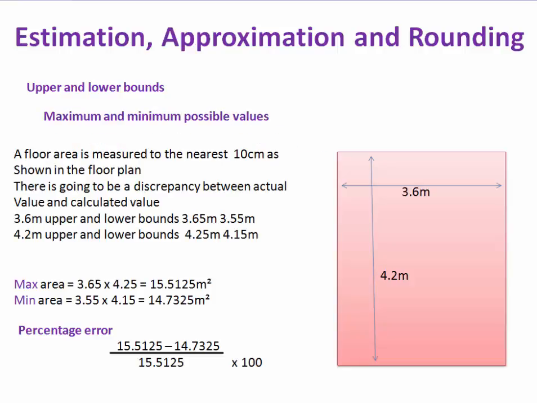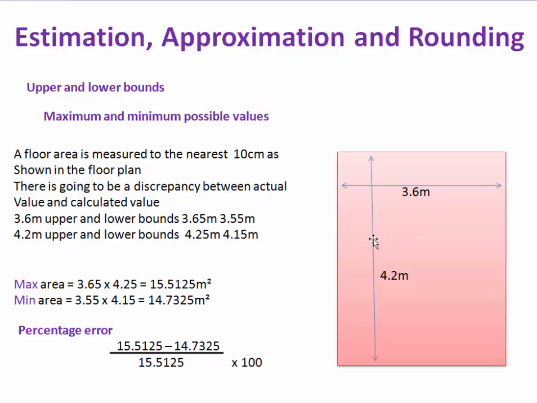So let's do a question with that, using the upper and lower bounds and maximum and minimum possible values. So here we've got a floor area that we measured, 3.6 meters wide, 4.2 meters long. We want the upper bound, or the maximum possible value, and it's measured to the nearest 10 centimeters. So again, it's going to be plus or minus 0.05 meters. So the upper bound of the 3.6 is going to be 3.65 meters and the lower bound 3.55. So that's 3.6 plus 0.05 and 3.6 minus 0.05, which gives us these two values.